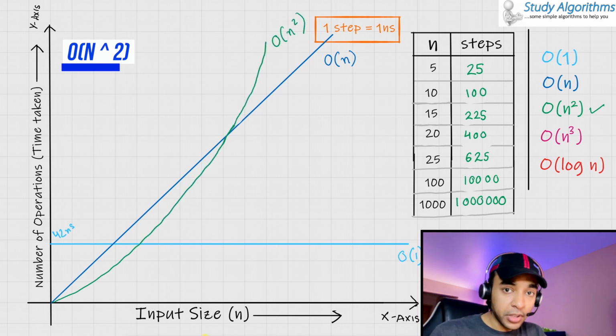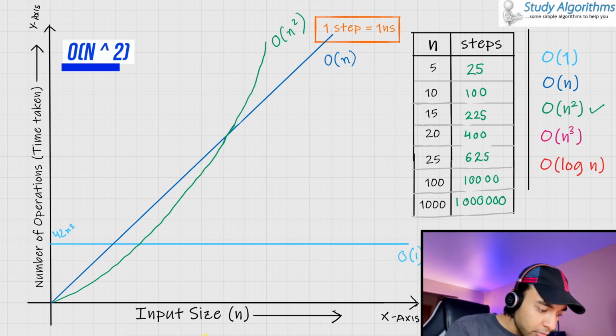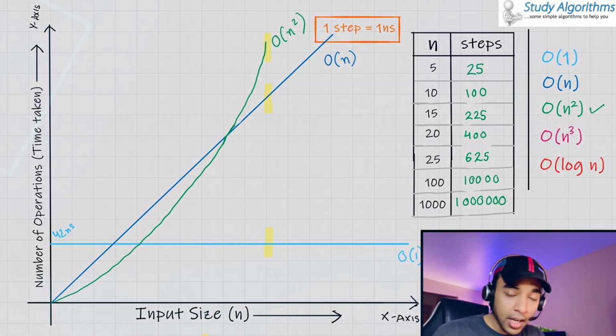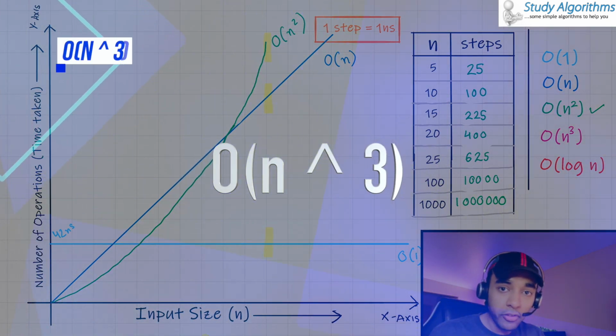As you can see from the table and from the graph, as your input size increases, an algorithm which runs in order of n squared time takes a lot of steps to complete and hence a lot of time to complete. For a certain input size, you can see that order of n squared completes at a higher time, order of n completes at a lower time, whereas order of 1 completes in an even lesser time. Now, let us move towards order of n cubed.